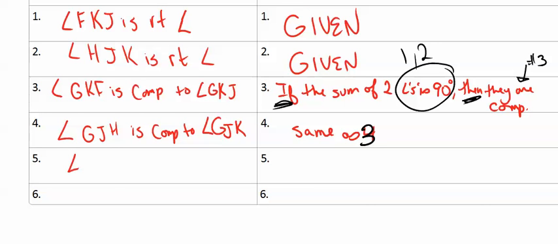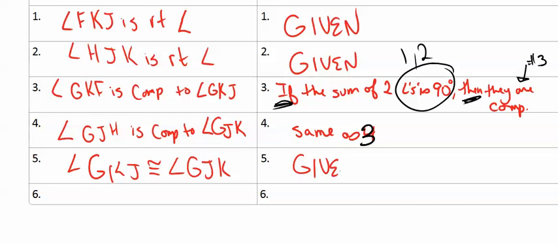We are also given that angle GKJ is congruent to angle GJK, and that reason is also given. Now, since we have established complementary angles and congruency, we can come to the conclusion that angle FKG is congruent to angle HJG. The reasoning is one of the theorems that we just learned. If angles are complementary to congruent angles, then they are congruent.